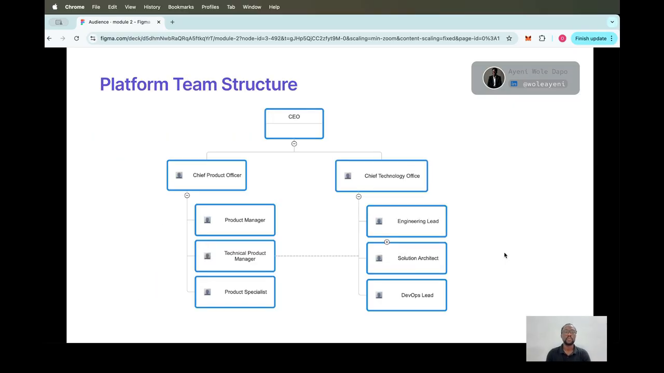Let's start by looking at a typical platform team structure. From what you can see here, the product team and the engineering team work closely together, with the technical product manager interfacing closely with the engineering lead, solution architect, and the DevOps team.